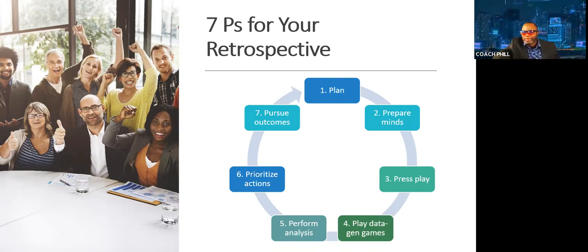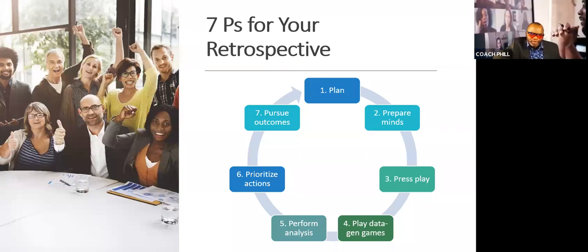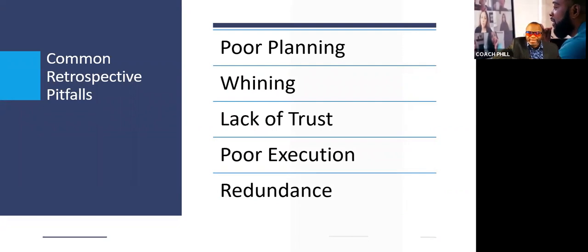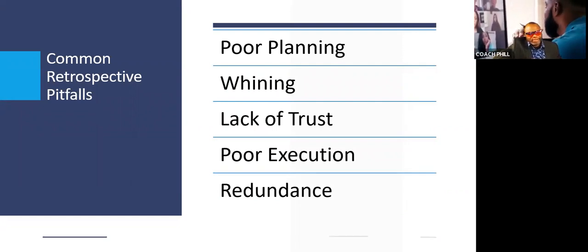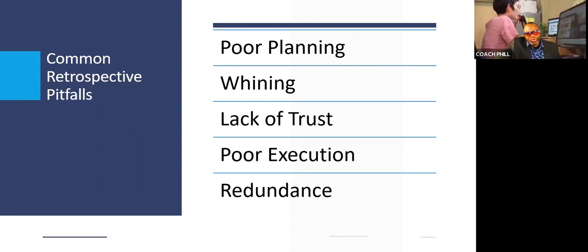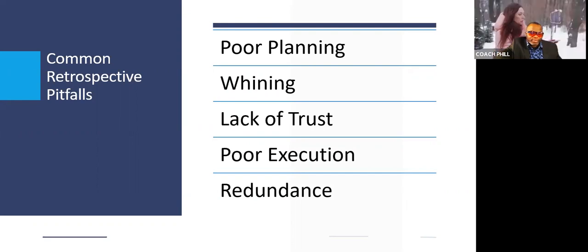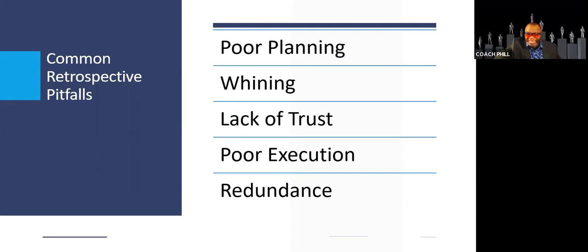Now, there are some common retrospective pitfalls that we should talk about. First one is poor planning. Whoever the facilitator is needs to plan. The second one is whining. We don't want the retrospective to be a whining and whinging session. That's just no good. While we're hearing the team out, we don't want to obsess on all the negative things without getting anything good out of it. It will not be useful if it's just about words and whining.